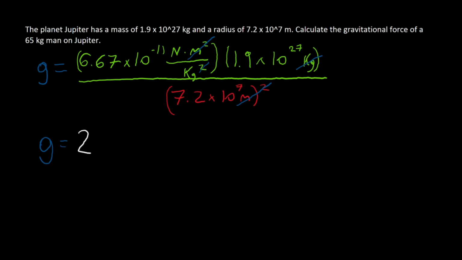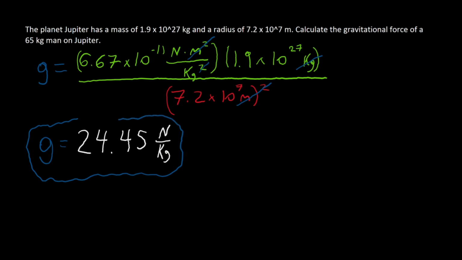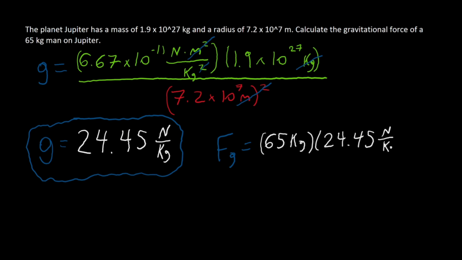For our gravitational field, we should get about 24.45 newtons per kilogram. And then for our final answer, we use Fg equals the 65 kilograms multiplied by the G, or the gravitational field of Jupiter. Kilograms cancel out. And rounding to two significant digits, we get 1.6 times 10 to the 3 newtons as our final answer.